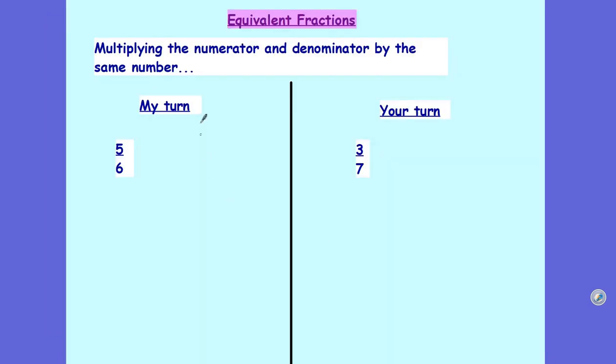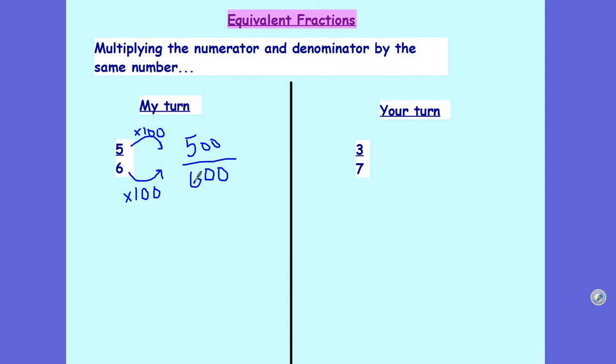Let's recap equivalent fractions. I can generate equivalent fractions by multiplying the numerator and the denominator by the same number. Ione, I know you're very good at these. If I've got 5/6, give me something to multiply top and bottom by, Ione. I'm going to assume you said something crazy like 100. So this is equivalent to 500 over 600.